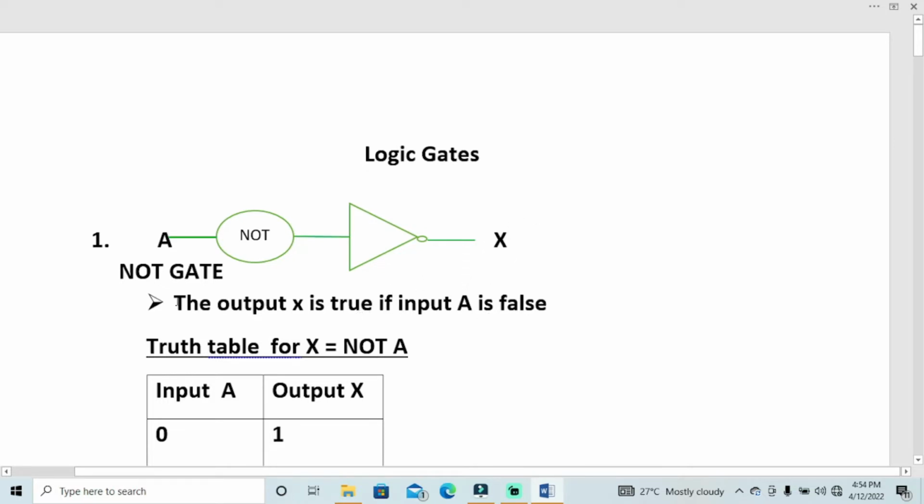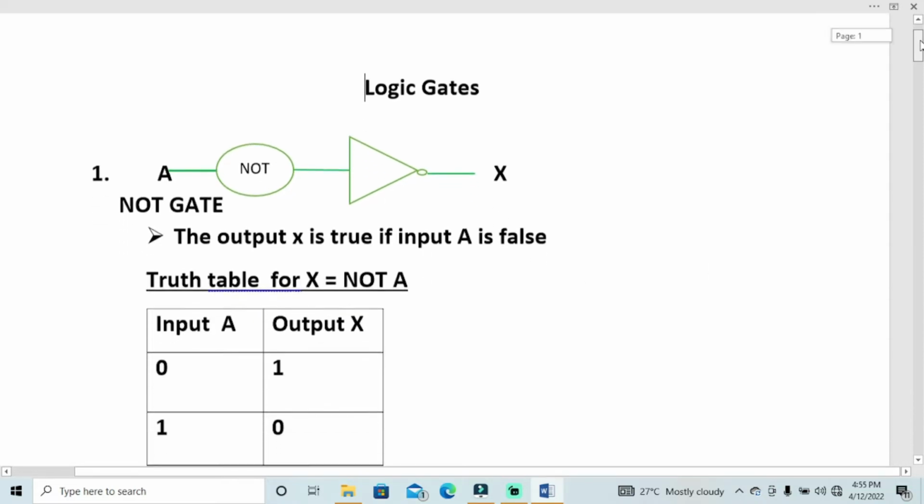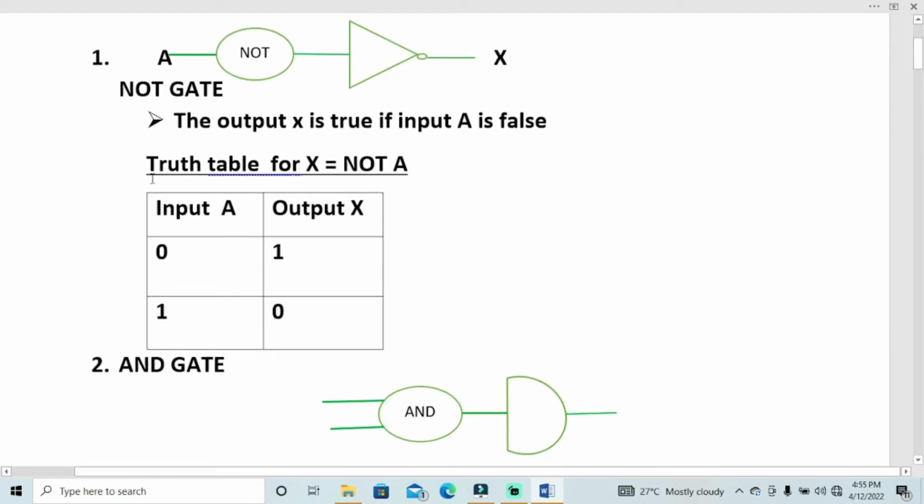If input A, which is this, is false, it means 0, and true means 1. So what it simply means is that X is 1 if A is 0. We have a truth table which we draw when it comes to logic gates. You can see the truth table for X equals NOT A, which just means if A is not true.